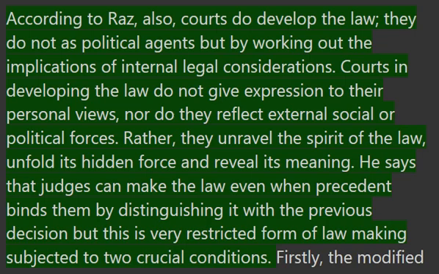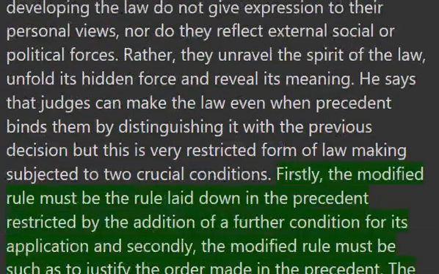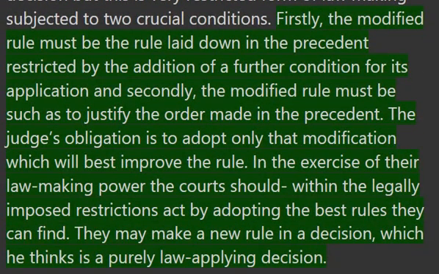He says that judges can make the law even when precedent binds them by distinguishing it from the previous decision, but this is a very restricted form of lawmaking subject to two crucial conditions. Firstly, the modified rule must be the rule laid down in the precedent restricted by the addition of a further condition for its application, and secondly, the modified rule must be such as to justify the order made in the precedent. The judge's obligation is to adopt only that modification which will best improve the rule.